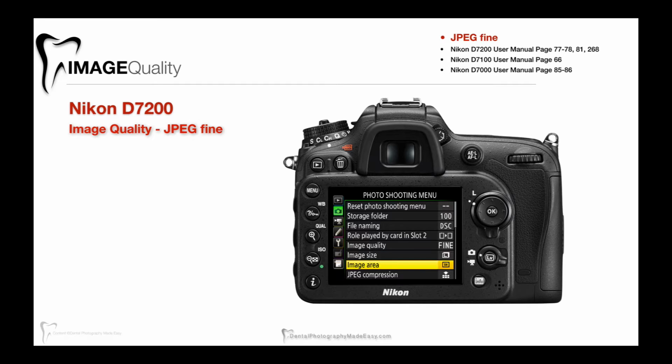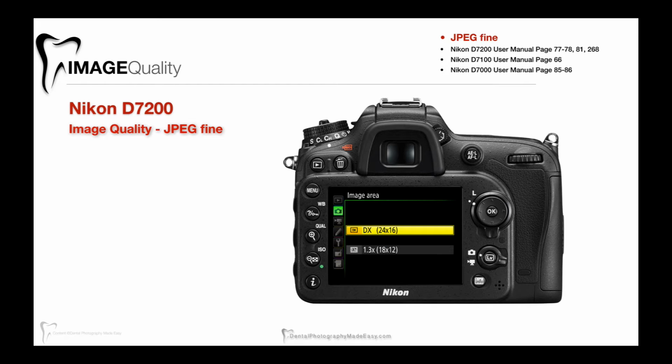Then we want to go down to image area and make sure that DX is selected. Nikon's version of its cropped sensor cameras are called DX sensor cameras. And we just want to make sure that we're using the full sensor. That's 24 by 16 is the mode for that. So make sure that DX is selected.